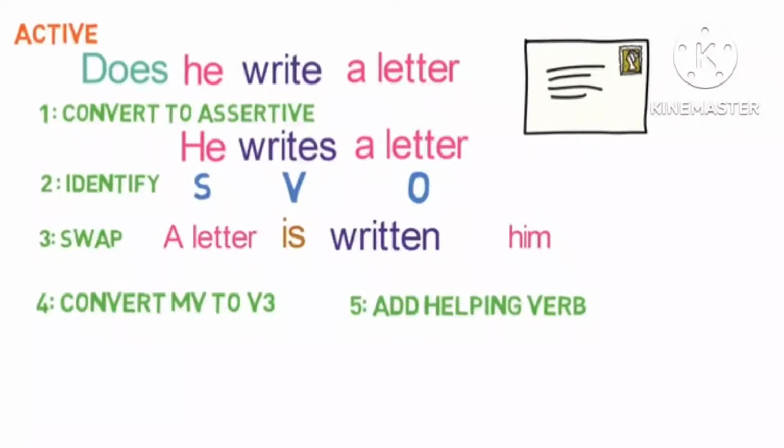Do you think the sentence is complete? No, right? That's where step 6 will come. In step 6, we need to add by before him. Now, the whole sentence is completed. A letter is written by him.